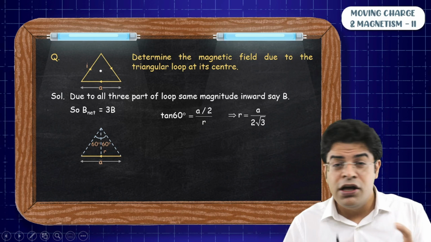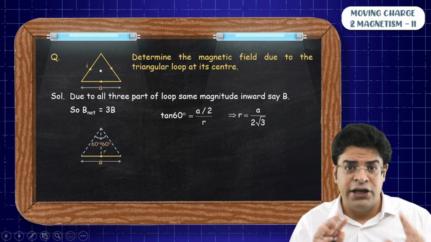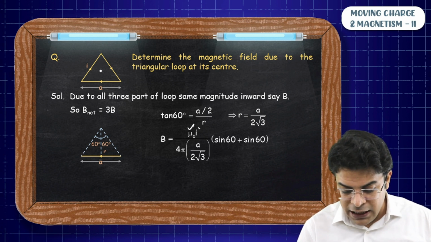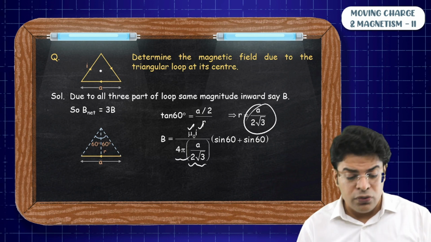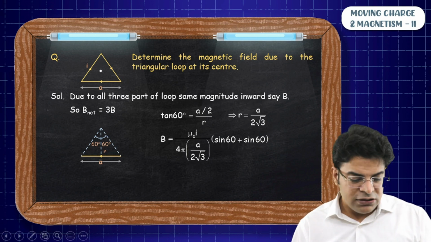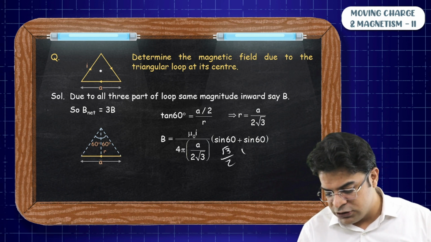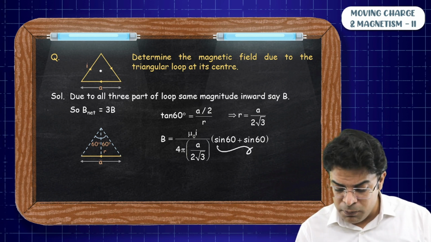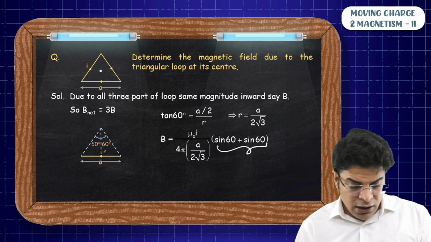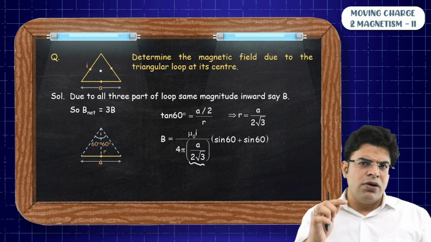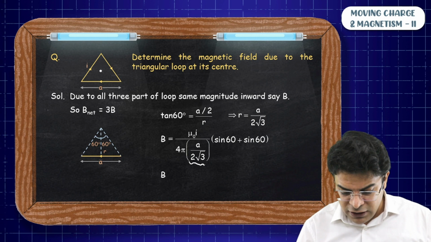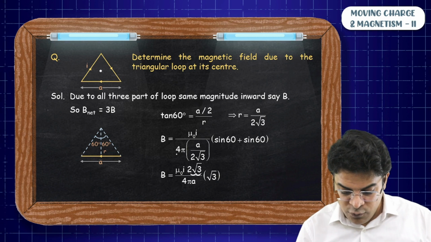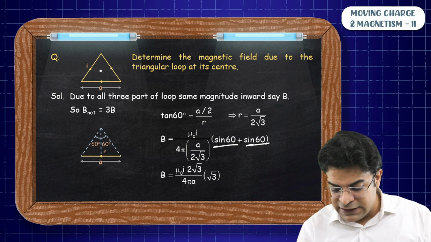Now use the formula mu naught I by 4 pi r times sine theta 1 plus sine theta 2. So due to one of them, the strength of magnetic field will be mu naught I by 4 pi r, which is a by 2 root 3, into sine 60 plus sine 60. Sine 60 is root 3 by 2, so root 3 by 2 plus root 3 by 2 will give you root 3. So this whole part becomes root 3, and here you can move this 2 root 3 from the denominator to the numerator. So B equals mu naught I, this 2 root 3 goes up, upon 4 pi a, and this sine 60 plus sine 60 becomes root 3.